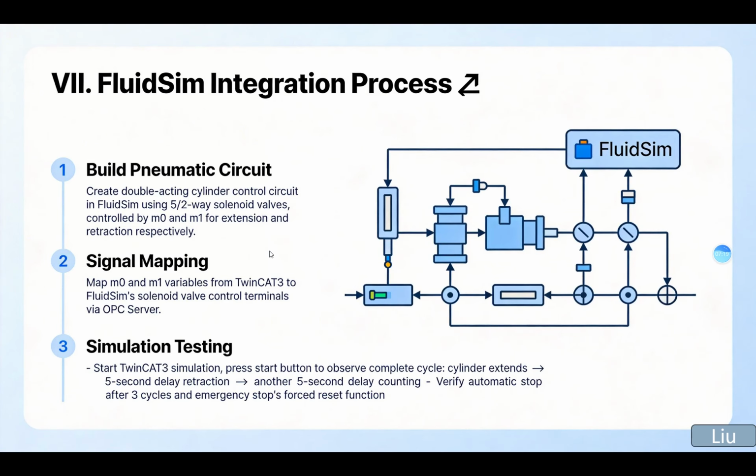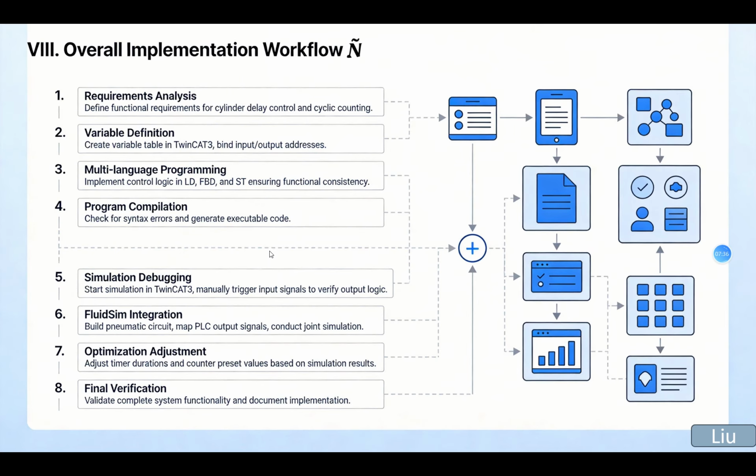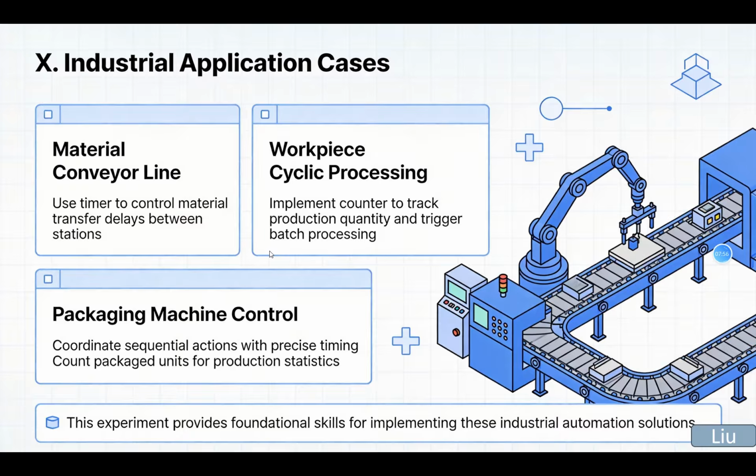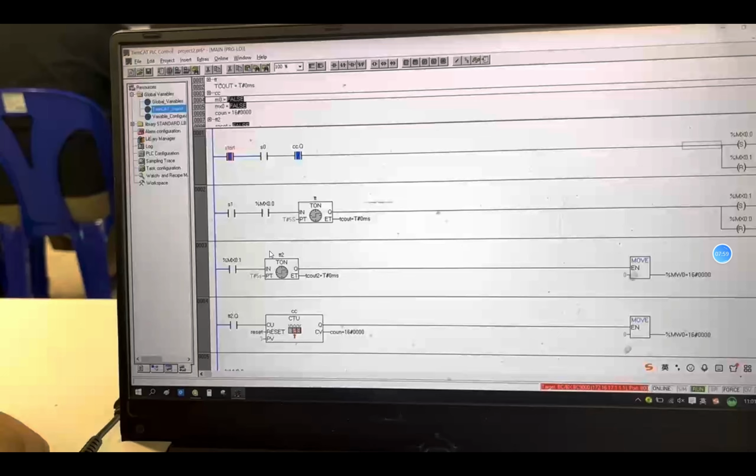Then you can see the software simulation integration process: build the pneumatic circuit, the signal mapping, and the simulation testing. Okay, the last part is the overall workflow from requirement analysis to the final verification, and some common tips. Okay, let's see the demonstration.